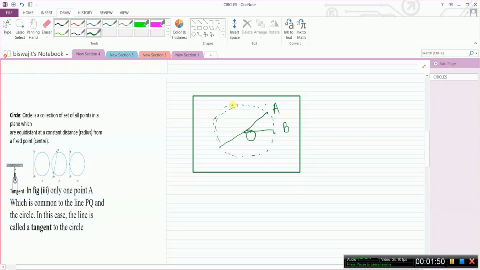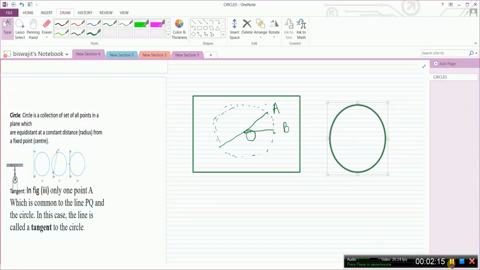So if this set of points forms a closed curve, this closed curve is called a circle. The distance from the point O to B, and from O to A, that is, to the circle, is called the radius, and these are equidistant, meaning equal distance. This is the definition of the circle. Yes students, we come to the next point.